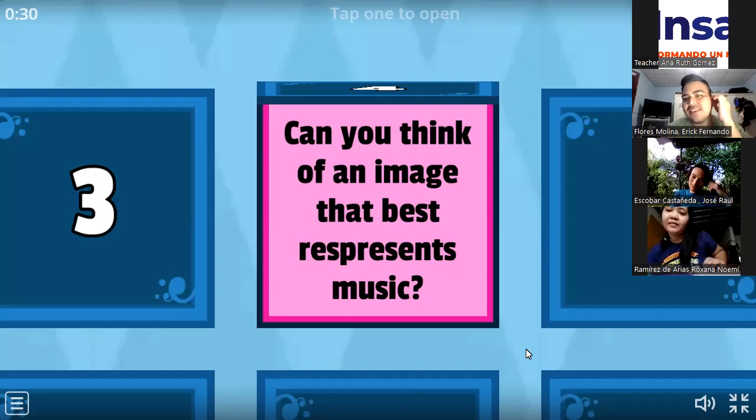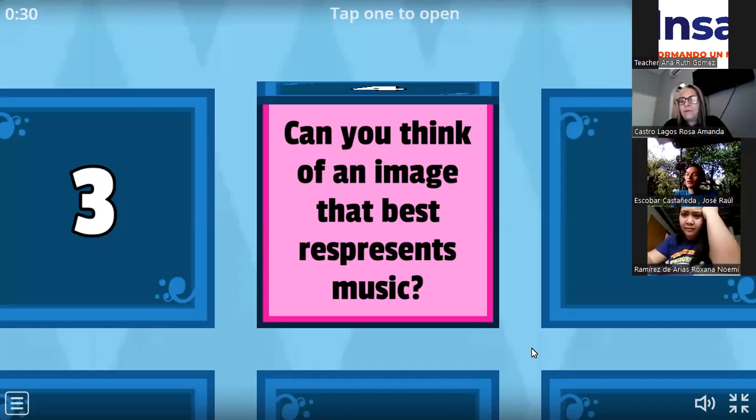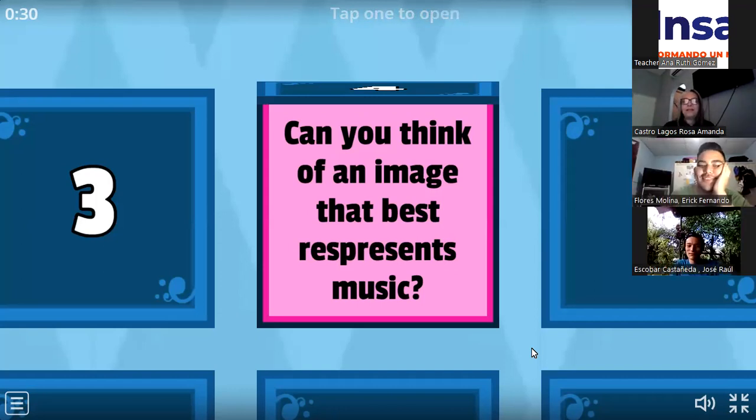Okay. Which one, Jose Raúl? Corcheas, semicorcheas, las negras, las blancas. You're talking about the piano. No, we're talking about the images that best represent music. The symbols, teacher. I don't know about music, but okay. I know about music, but I don't know about symbols. I don't believe that.